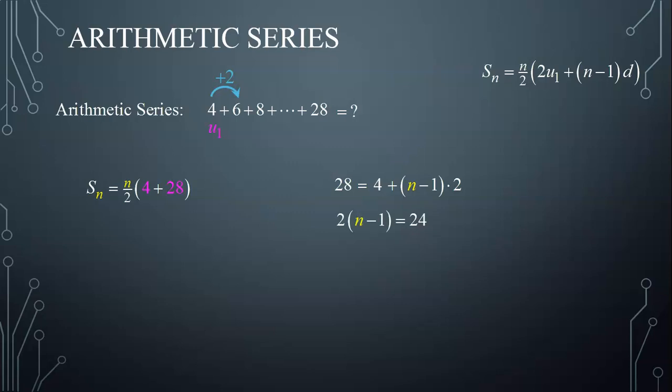First, I would have 2 times (n minus 1) equal to 24. Consequently, n minus 1 is 12, which leads to n equal to 13. So in this given arithmetic series, I am adding 13 terms. Going back to the sum of the first n terms, I replace n by 13. Evaluating that, I end up with S13 equal to 208. So this arithmetic series has a value of 208.